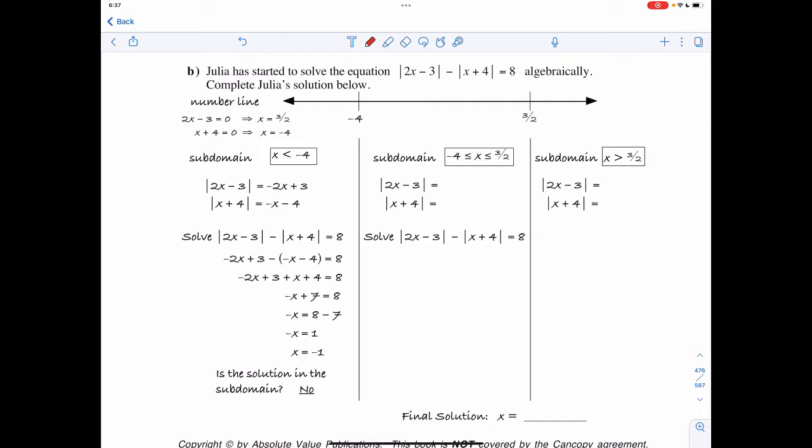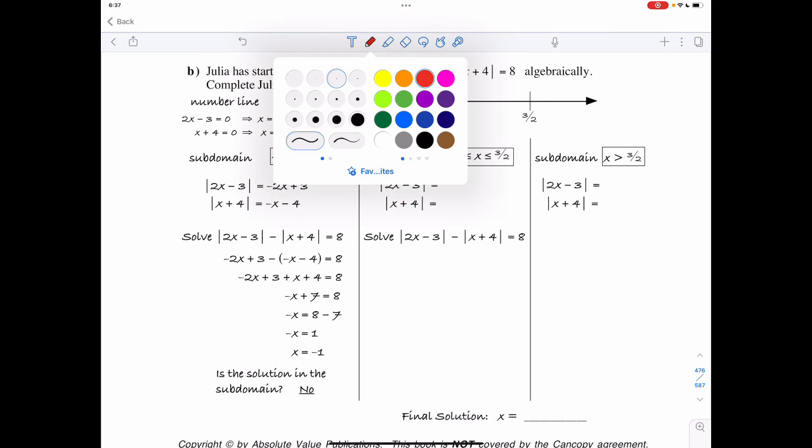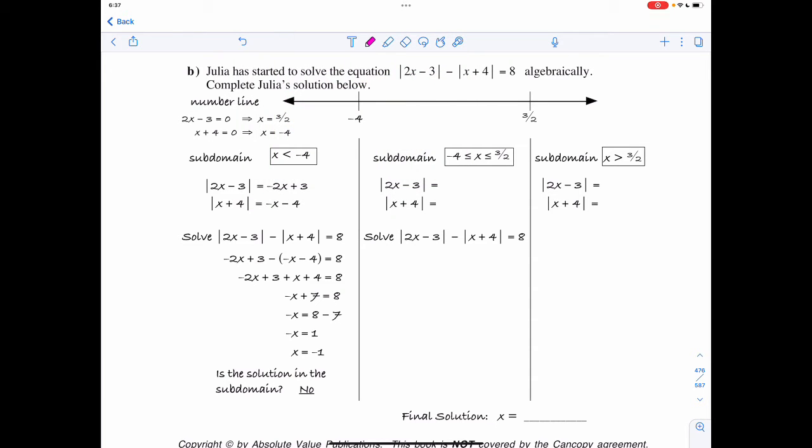We know that when it's to the left of the -4, because of our piecewise function, that this is going to be negative. We know that when it's to the right of that -4, this would be the positive version. So we can write right away that in the first section, less than -4, that x plus 4 is going to be negative. In the second section, it's going to be positive x plus 4.